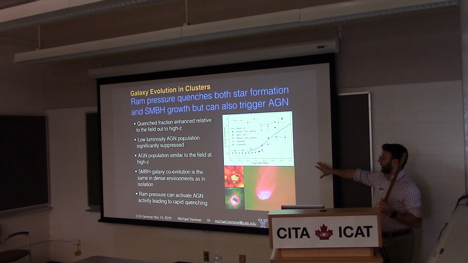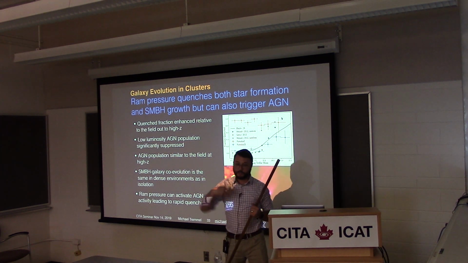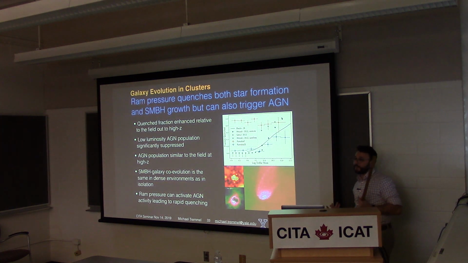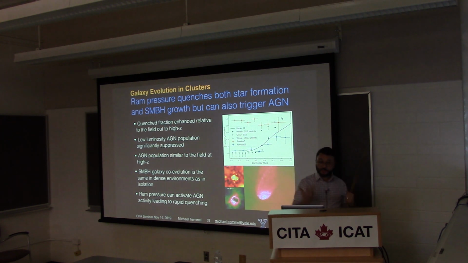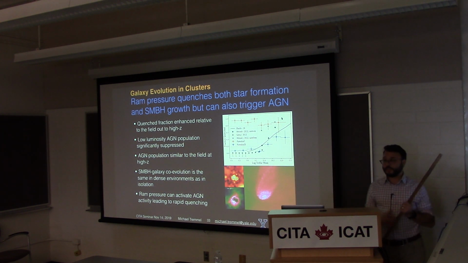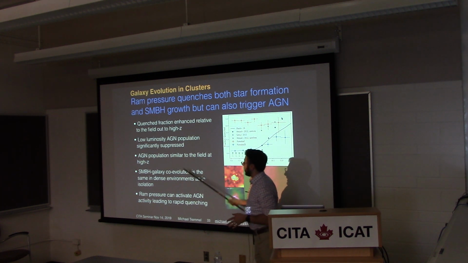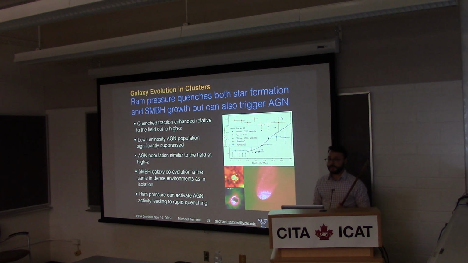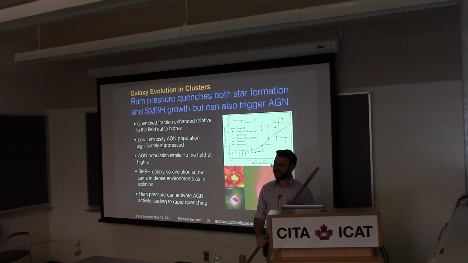Okay, so I talked about this high rate of quenching in the cluster environment, driven by ram pressure, as well as AGN activity that can become activated by ram pressure. This is just showing that this interaction with the cluster environment is critical to the evolution of these galaxies. And yet the relationship between the galaxies and their black holes overall remains the same regardless of environment. Does anyone have any further questions on this aspect before I get to the last part of this talk?